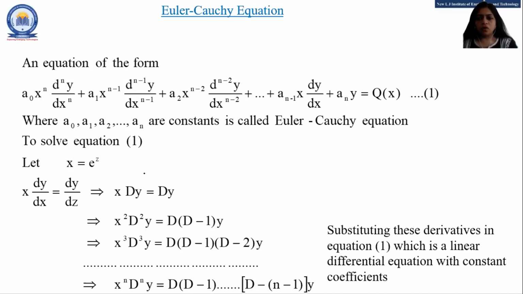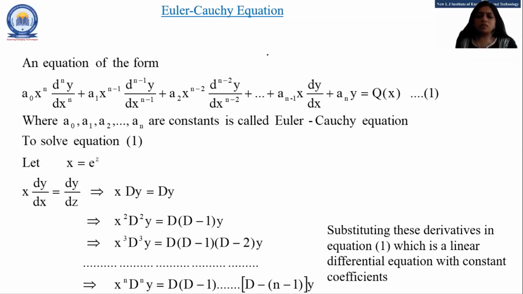An equation of the form a0 x raised to n d raised to n y upon dx raised to n, plus a1 x raised to n minus 1 d raised to n minus 1 y upon dx raised to n minus 1, up to an y, is equal to Q(x), where a0, a1, a2 up to an are all constants, is called the Euler-Cauchy equation.